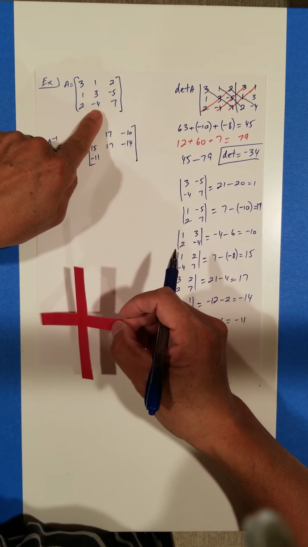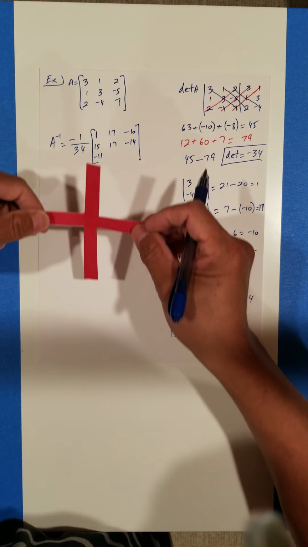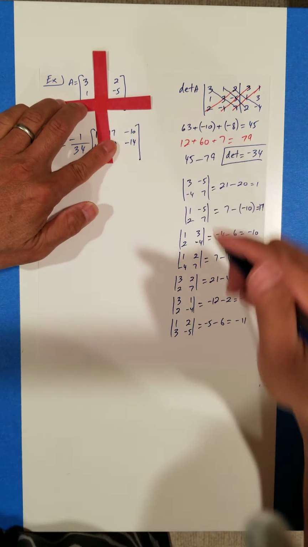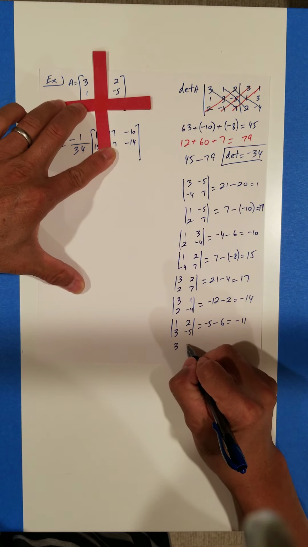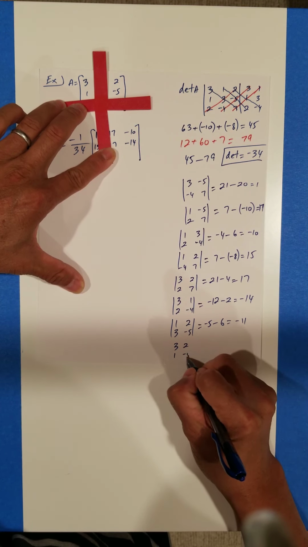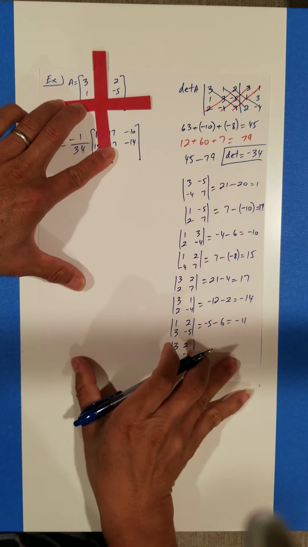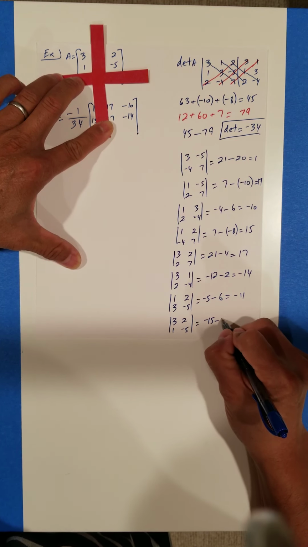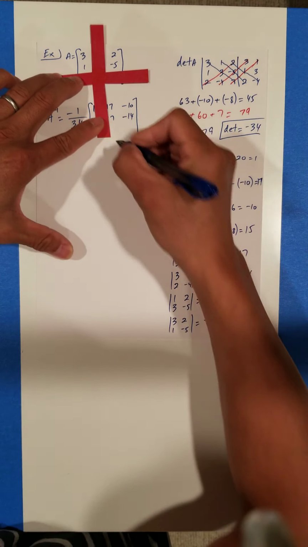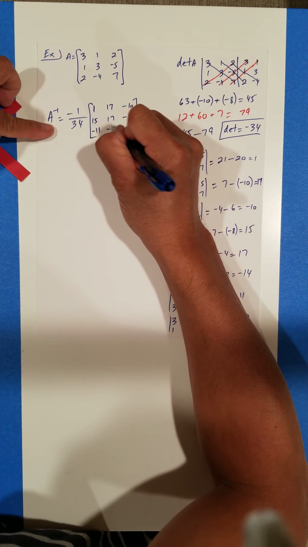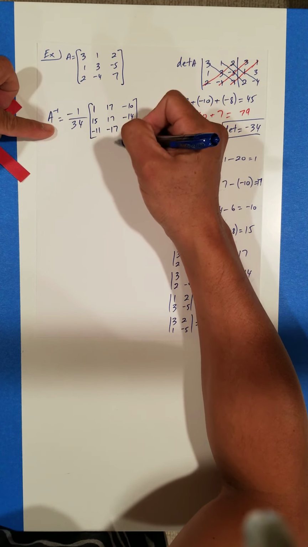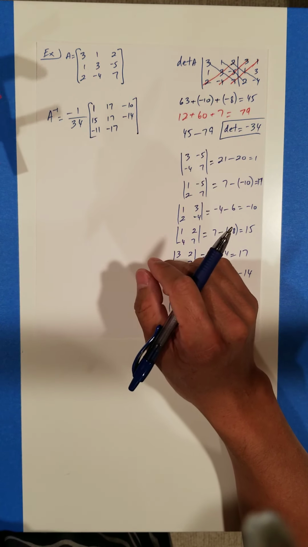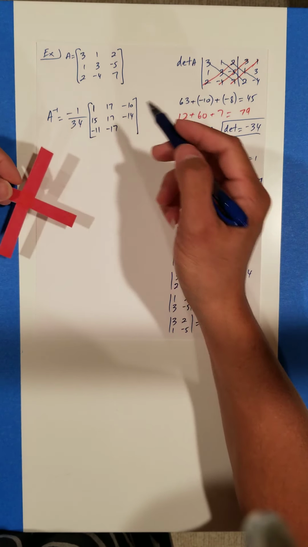Okay, so now -4 is left next, right? Cover up the row and the column of -4. Alrighty, I get 3, 2, 1, -5. So this determinant is -15 minus 2, -17. Ooh, just a coincidence, okay? This whole column is all 17s, but nothing special. Nothing tells you about that. It's just a coincidence, okay?